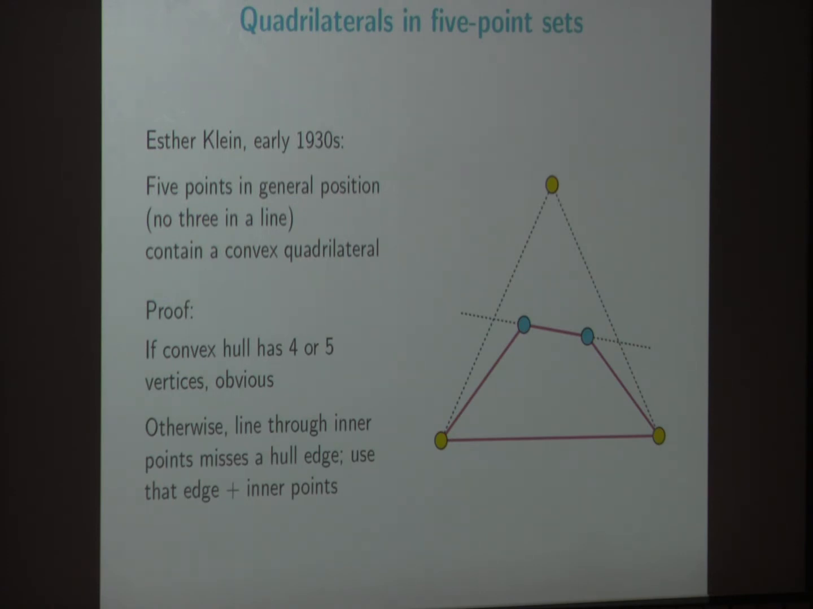But in that case, because the points are in general position, the other 2 points must be in the interior of this triangle, forming a line that cuts across it and has 2 points on one side and 1 on the other. And in that case, the 2 points inside the triangle plus the side of the triangle that this line misses form a convex quadrilateral. So in all cases, there's a convex quadrilateral.